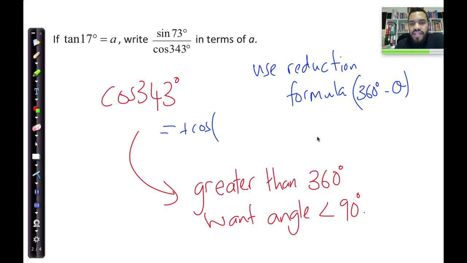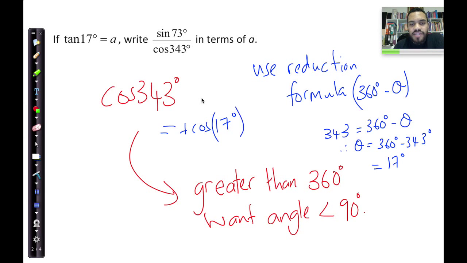So how do I do that? I say 343 is equal to 360 degrees minus theta. Therefore theta is equal to 360 degrees minus 343 degrees, and that gives me a solution. 343 subtracted from 360 is 17 degrees. Cos 343 is the same as cos of 360 minus theta, and solving for theta, that has to be 17 degrees. So positive cos 17 degrees.